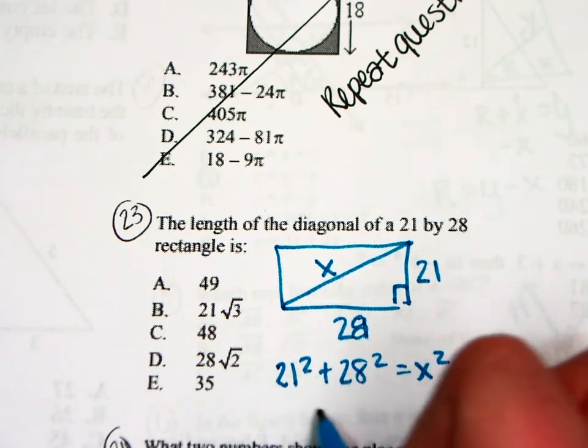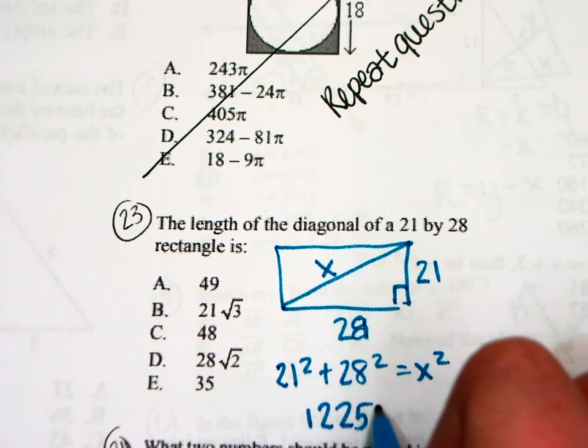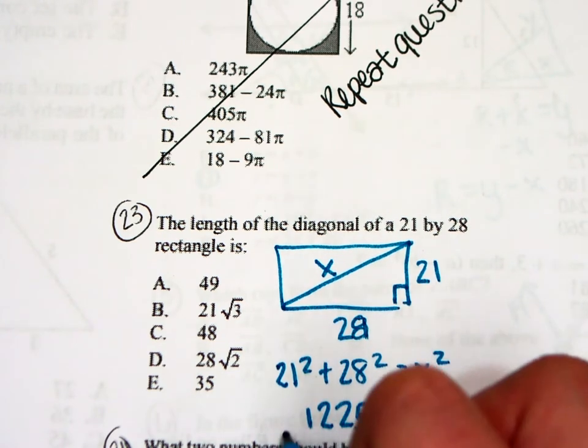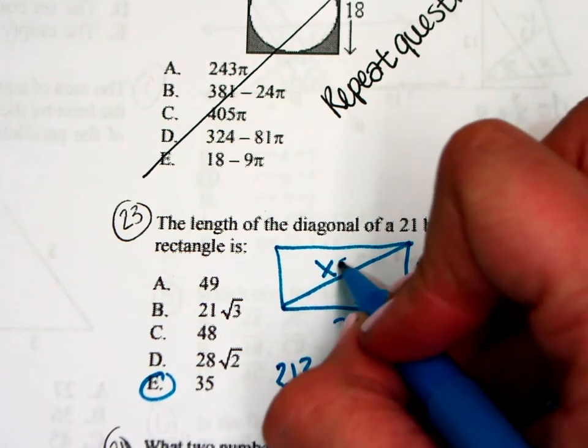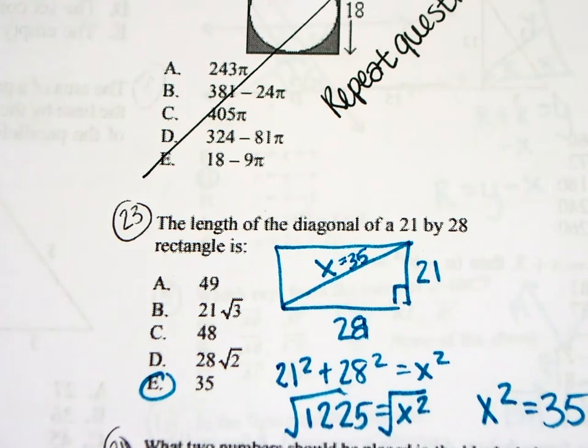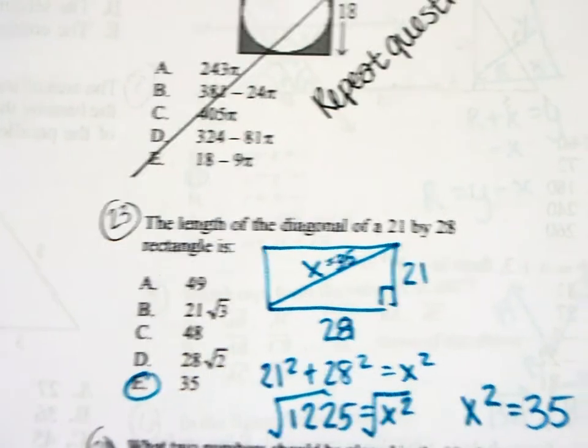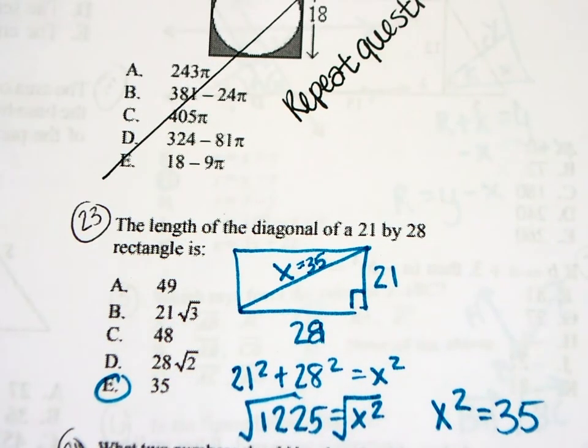21 squared plus 28 squared is 1225. And then to solve for x, I would square root. So the square root of 1225 is 35. Answer E. Anytime you're dealing with rectangles, you're going to probably use Pythagorean theorem. It's going to be helpful to find diagonals or side measurements.